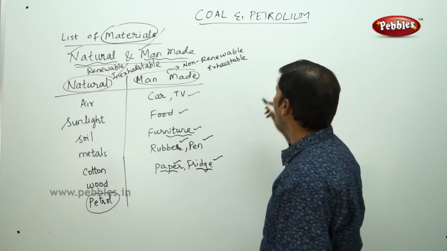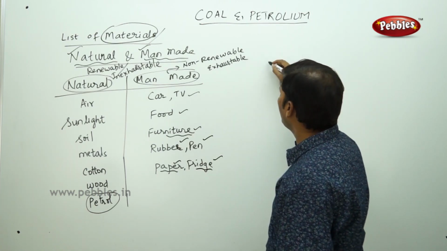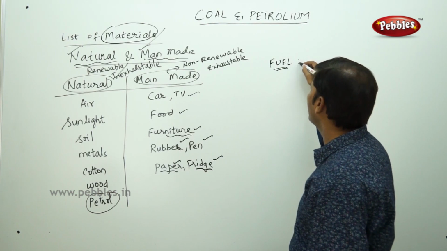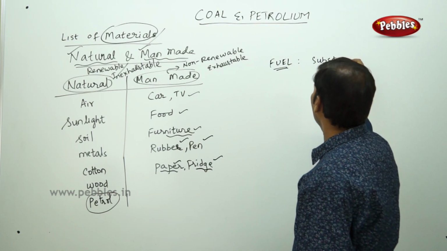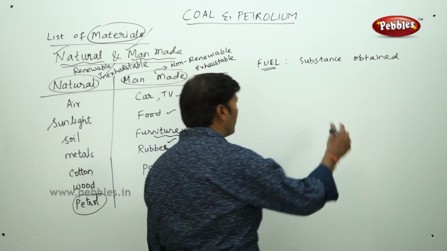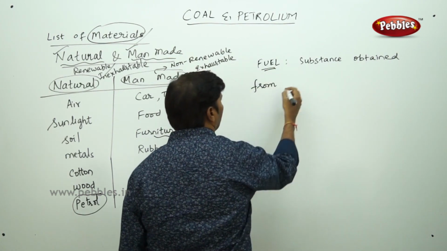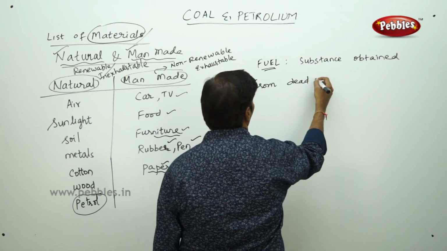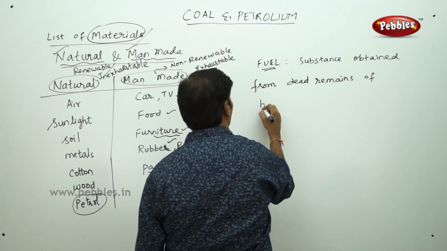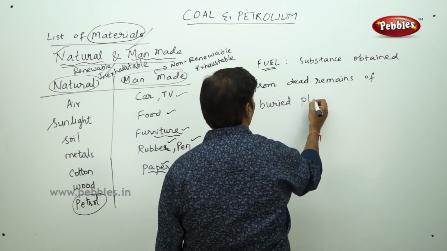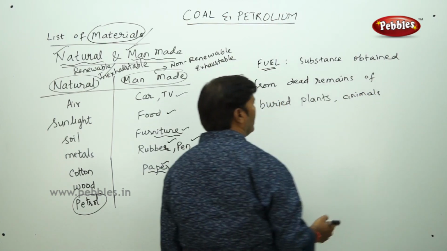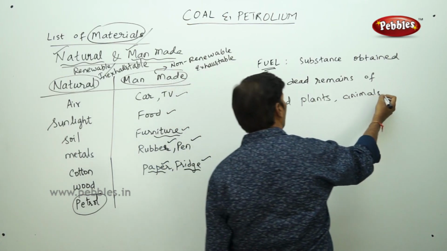After understanding this, now let us go to the next part of the discussion. As we have already discussed, let us go to the new topic, that is fuel. A fuel is a substance which is obtained from the dead remains of the buried plants and animals, and of course even trees also.